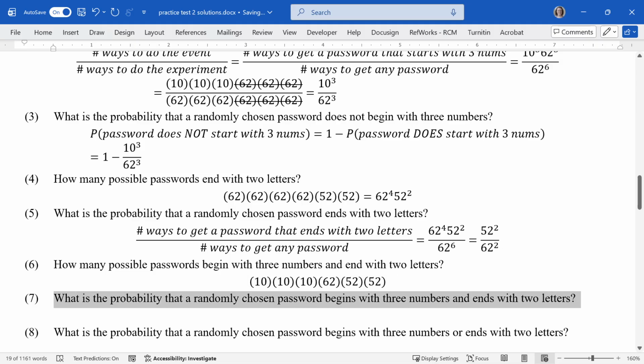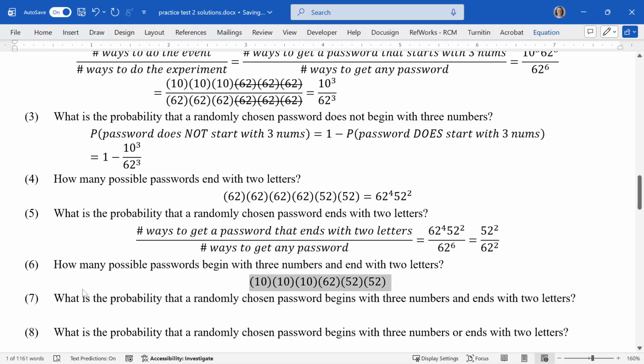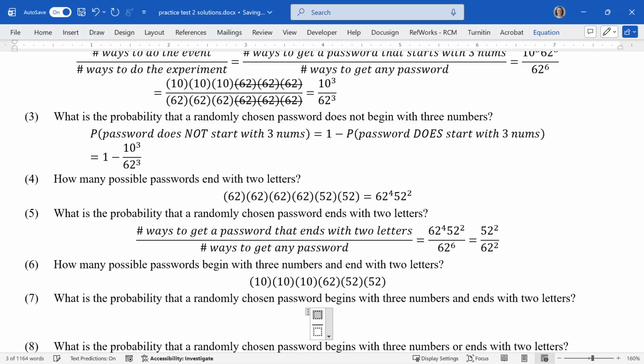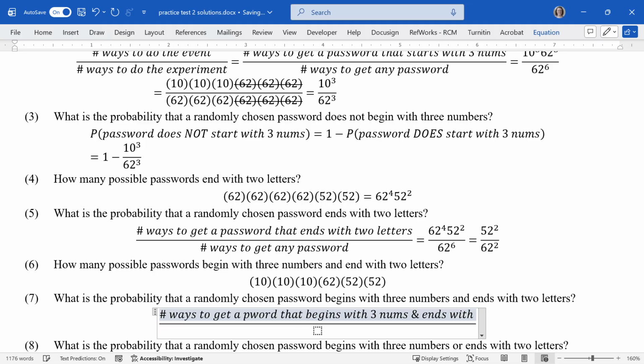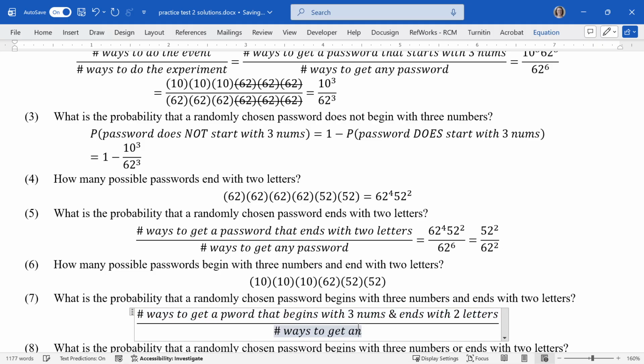What is the probability that a randomly chosen password begins with 3 numbers and ends with 2 letters? So I'm just taking my answer from number 6 and I'm just turning it into a probability, which amounts to just putting it over 62 to the 6th again. Okay, so this is going to be the number of ways to get a password that begins with 3 numbers and ends with 2 letters. And then on the bottom, just the number of ways to get any password.